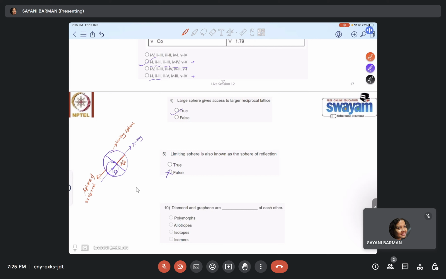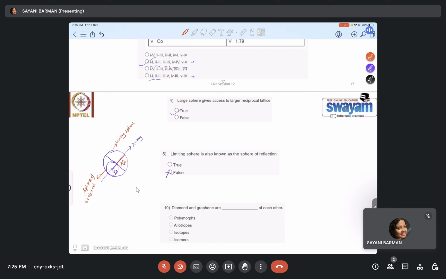Geometrically, all the reciprocal points that fall within the limiting sphere can be made to pass through the sphere by rotation of the crystal. So the limiting sphere is not known as the sphere of reflection; they have different functions.